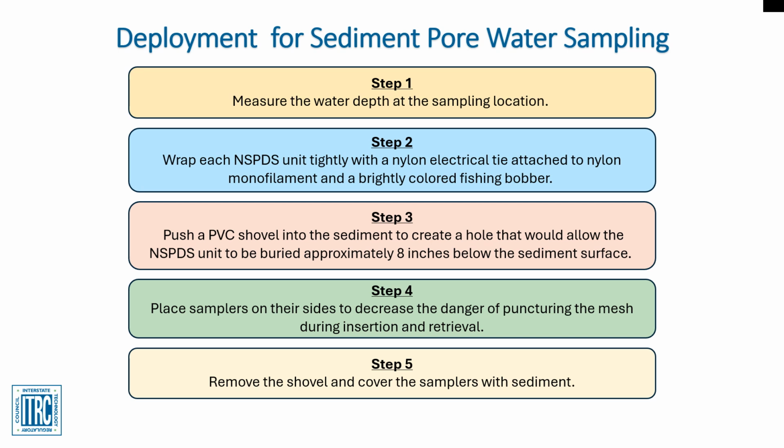Secure each sampling device tightly with one or more nylon zip ties, so that the zip ties will not slip off of the device. Attach a nylon fishing line to one or more of the zip ties and affix a brightly colored fishing bobber at the other end of the fishing line. Ensure the fishing line is long enough to be suspended, and allow the bobber to float above the device's location once buried in sediment. Dig a hole deep enough to bury the sampler approximately 8 inches into the sediment. Place the samplers on their sides to decrease the danger of puncturing the mesh during insertion and retrieval.